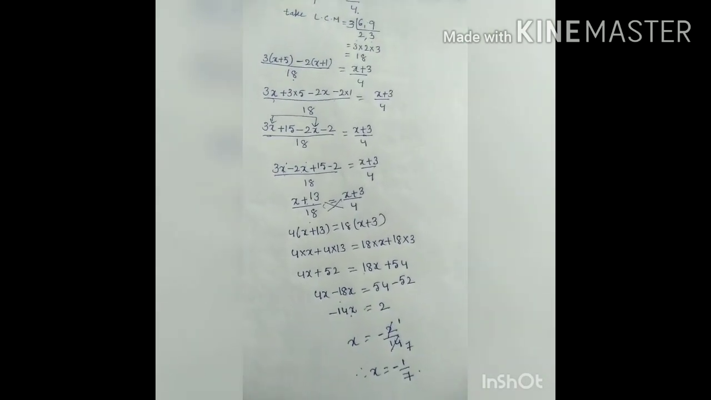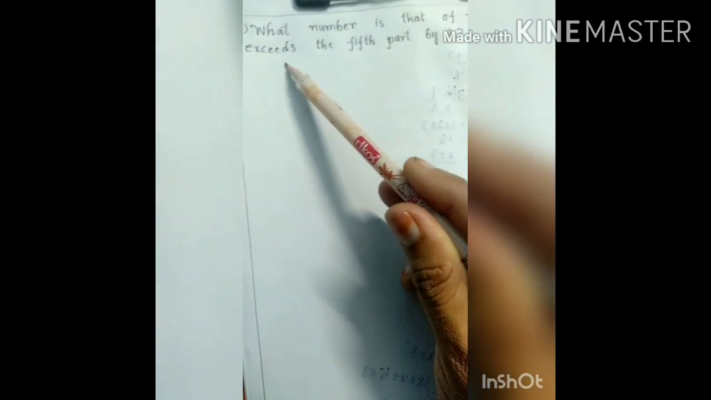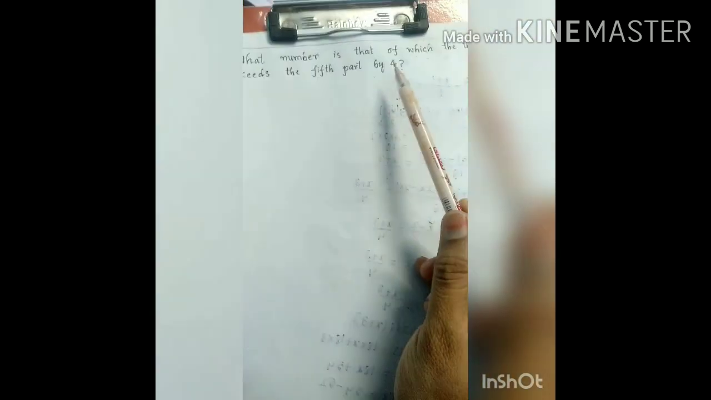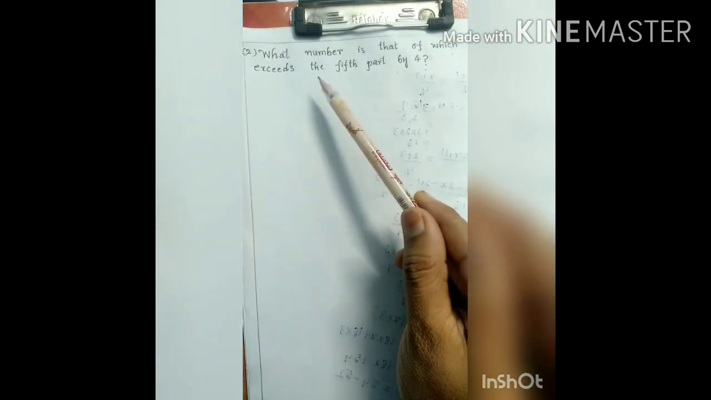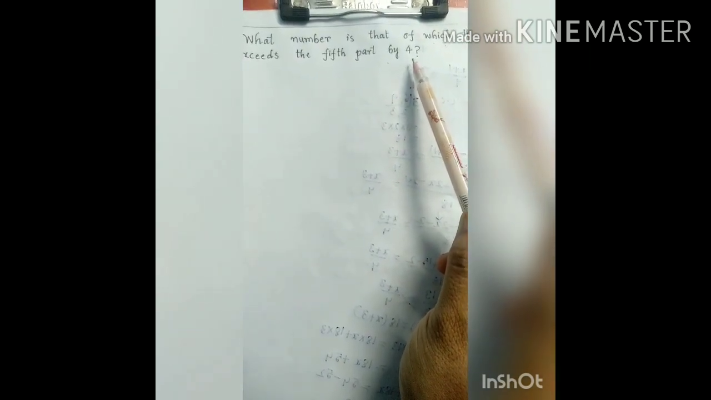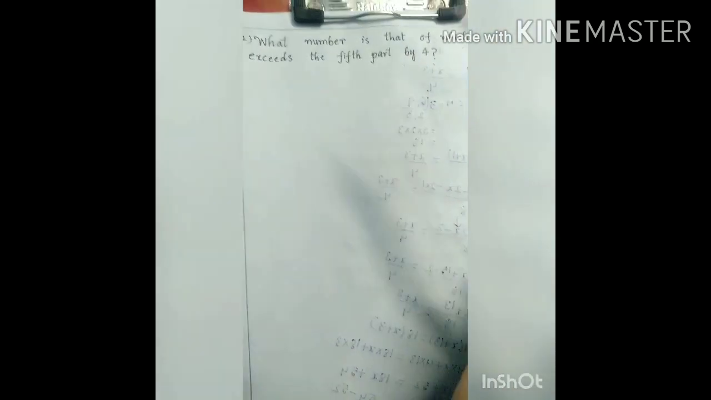Okay children. Next question, second one. What number is that of which the third part exceeds the fifth part by 4? Listen carefully. What number is that of which the third part exceeds the fifth part by 4? Here they did not give any number, but you find the number first. Okay children.